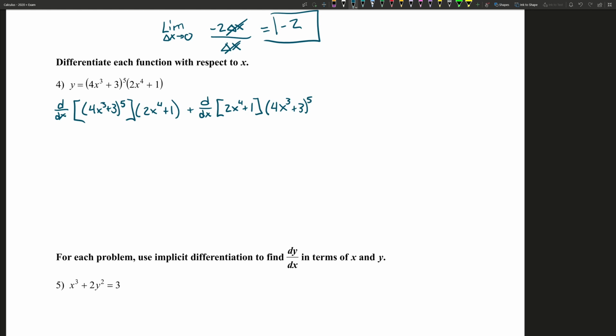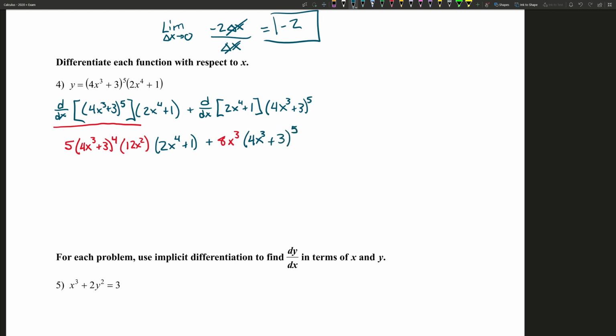Okay, so that's how we set it up, but then we actually need to take the derivative. Okay, so this derivative of 4x cubed plus 3 to the 5th, right, we got to use the chain rule there, so this becomes 5 times 4x cubed plus 3 to the 4th times 12x squared, and then times 2x to the 4th plus 1, plus the derivative of 2x to the 4th plus 1. Right, so that is 8x cubed, then times 4x cubed plus 3 to the 5th.